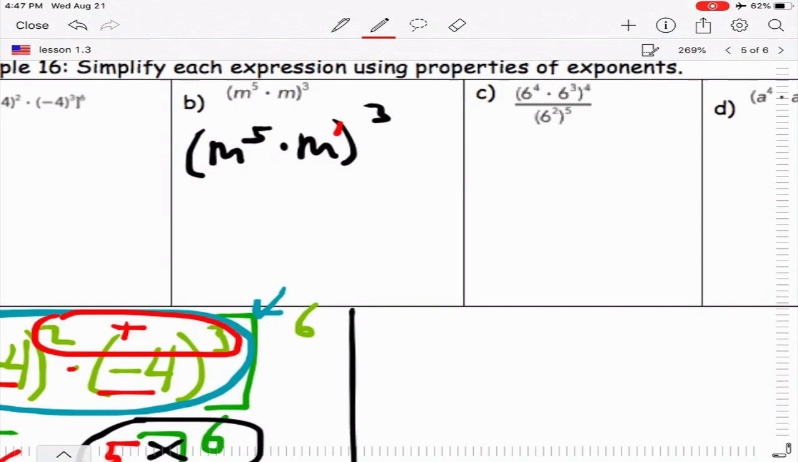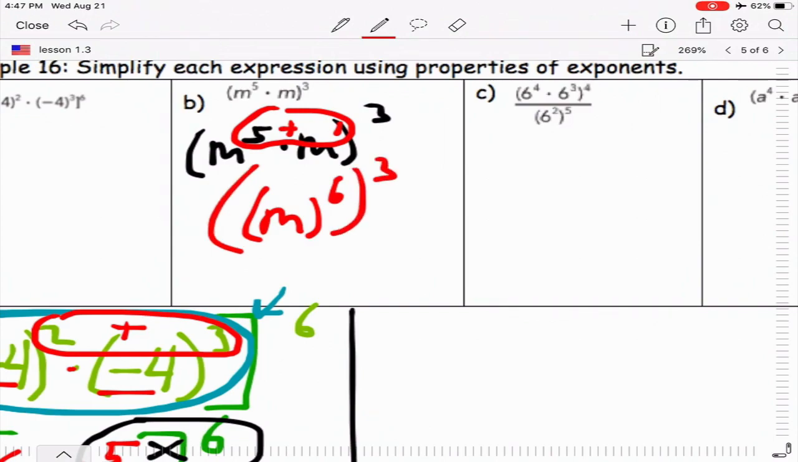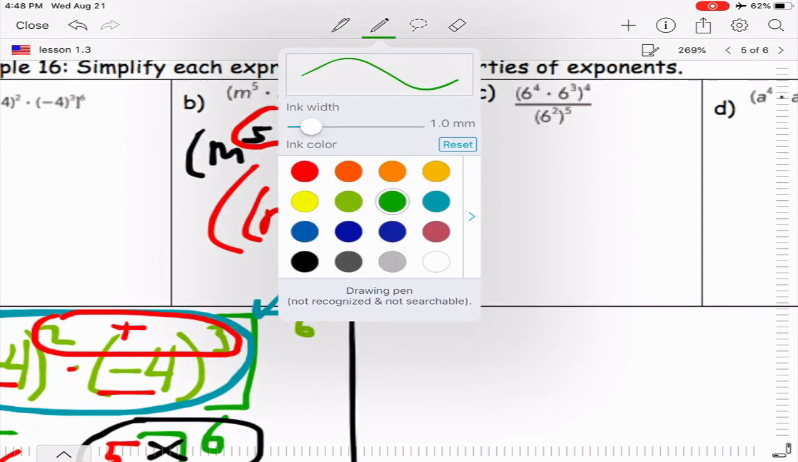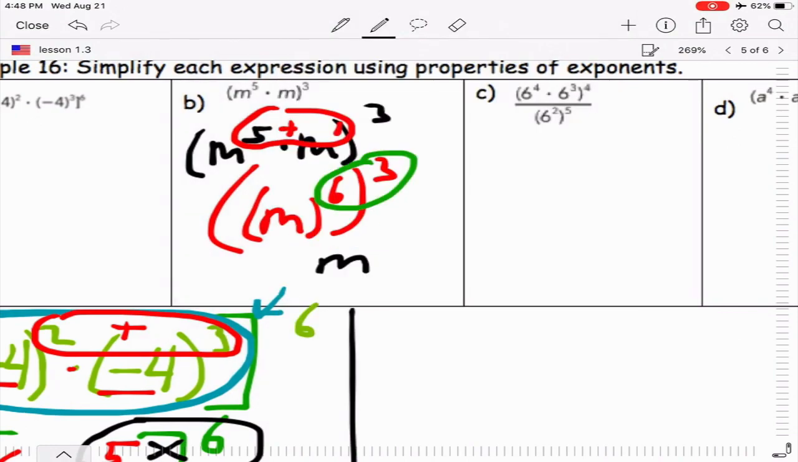You do what's inside the parentheses first, and because you're multiplying the same bases, technically you add the exponents, and it becomes m to the 6th power. But then we also have the 3 exponent outside. From there, we have one base and 2 exponents, so it ends up being m, and 6 times 3 is 18. My final answer is m to the 18th power. So 5 plus 1 is 6, times the 3 is 18.